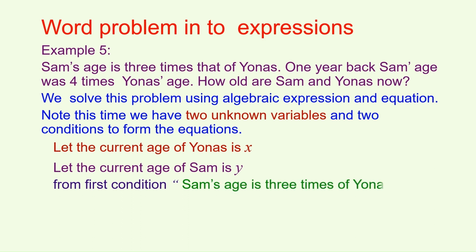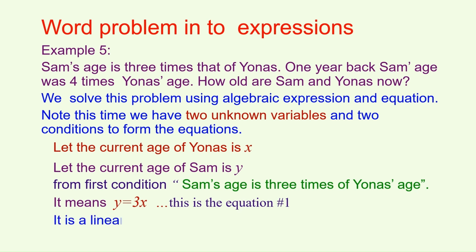From the first condition, Sam's age is 3 times Yona's age. It means y equals 3x. This is equation number 1. It is a linear equation with 2 variables, x and y.